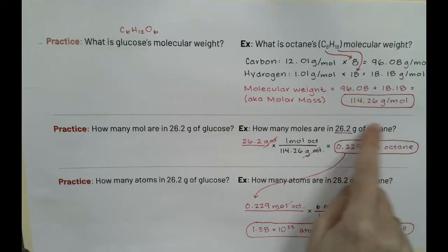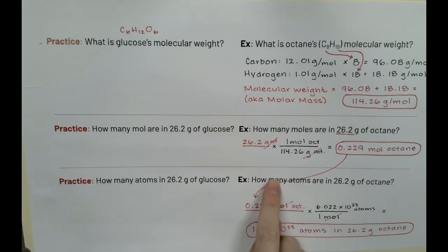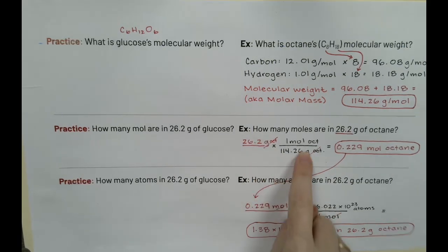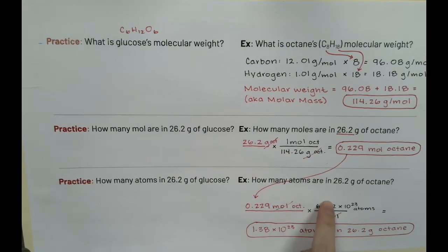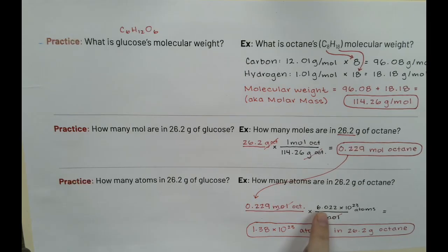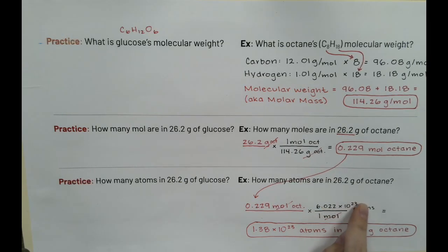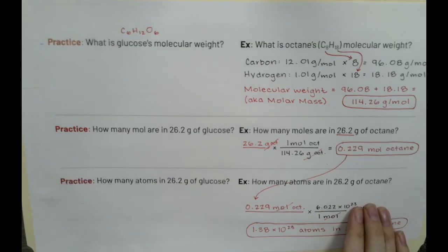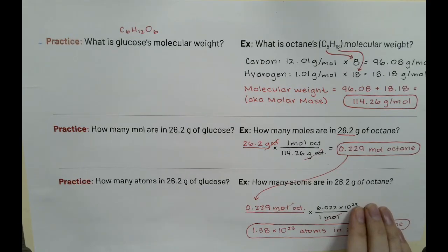The next question asks, how many atoms are in 26.2 grams of octane? Well, we already converted grams to moles. Now we're going to convert from moles to atoms. And this ratio is always the same. In 1 mole of anything, there are 6.022 times 10 to the 23rd of that thing. So if I had 1 mole of donuts, I would have 6.022 times 10 to the 23rd power donuts. That's a lot of donuts.